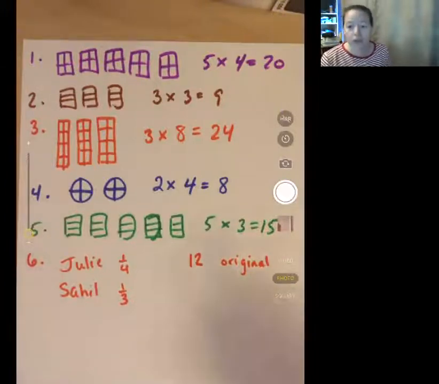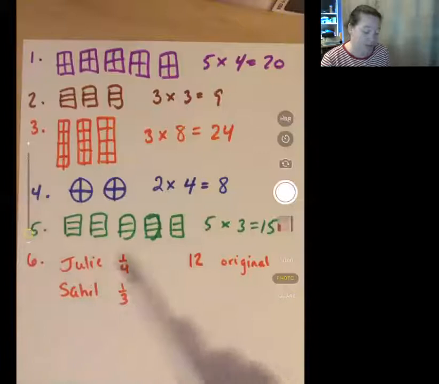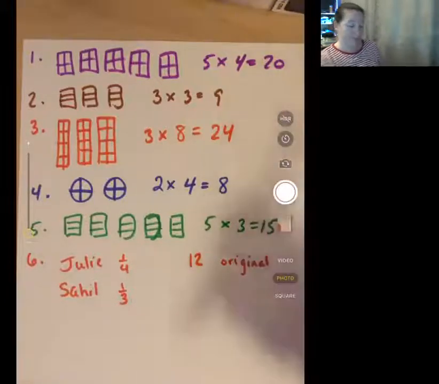Do you remember how we find that? Because we're not dividing it up into parts. We are multiplying. To find 1/4, I need to do 12 times 1/4. To find 1/3, I need to do 12 times 1/3. So let's do that.